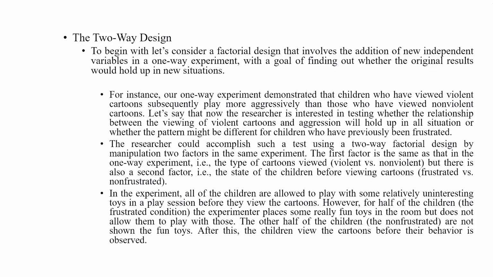So, the researchers can very simply, if they are interested in such a setup, they can very easily accomplish such a test by using a two-way factorial design having two factors to manipulate. The first factor is the same as in the first experiment. So, type of video watched, violent versus non-violent, and the second factor can be the prior state of the participant, frustrated versus non-frustrated. So, you have a 2x2 design. When you have a 2x2 design, you have 4 conditions. Okay. So, you have to take care of the fact that the participants are treated to each of the 4 conditions. We will talk about that very shortly.